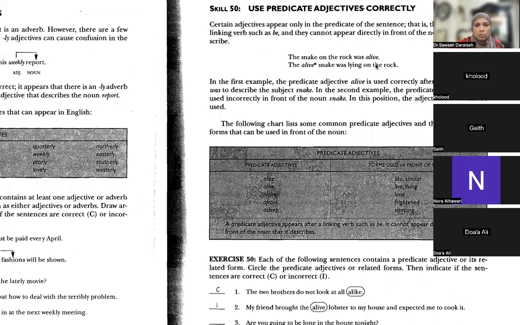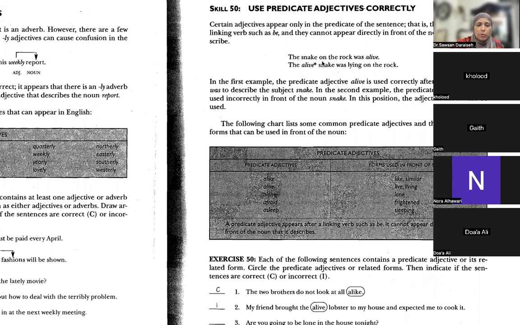Alive means full of life, not dead, right? And sometimes it means, like when Celine Dion says "I'm alive," she means I'm full of energy, right? I'm doing things that are enjoyable, that are meaningful to myself, to my family, to the world, etc. So look at this example, guys. The alive snake was lying on the rock. The alive, what do you think?